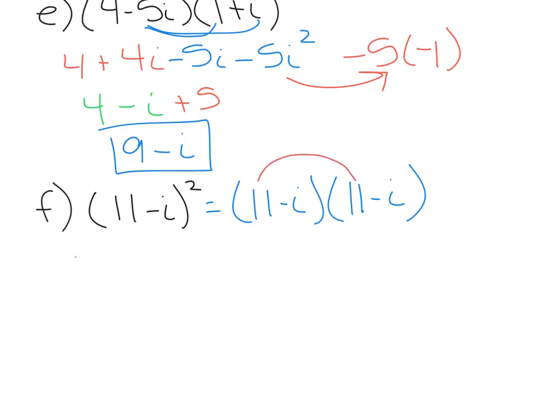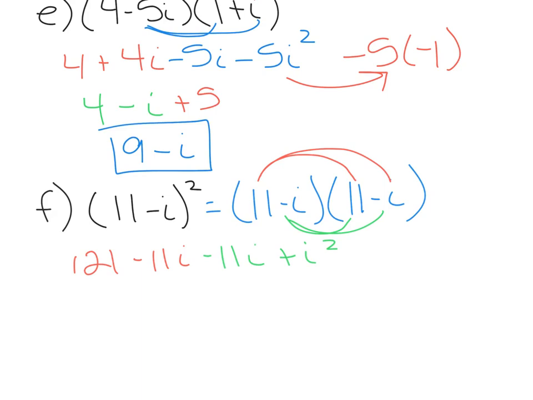So 11 times 11 is 121. 11 times negative i is negative 11i. And then negative i times 11, again, negative 11i. Negative i times negative i is positive i squared.